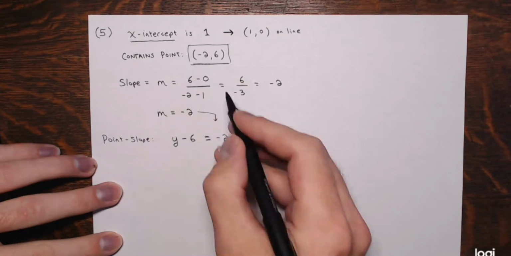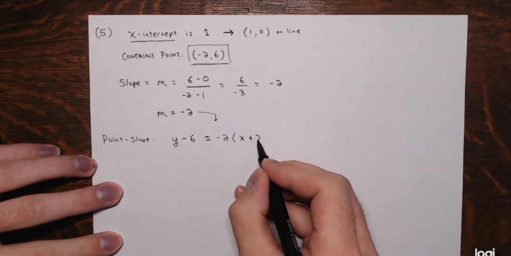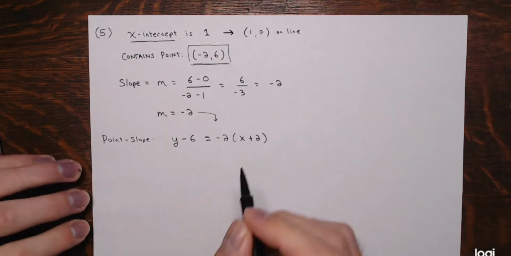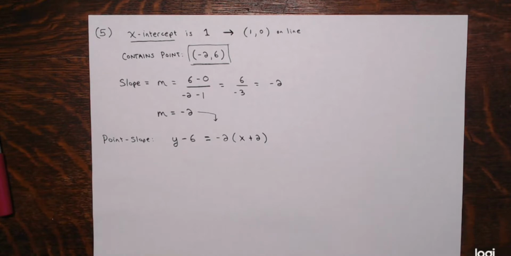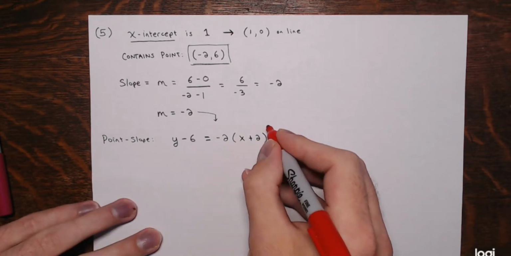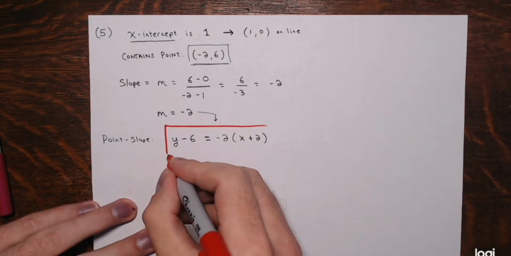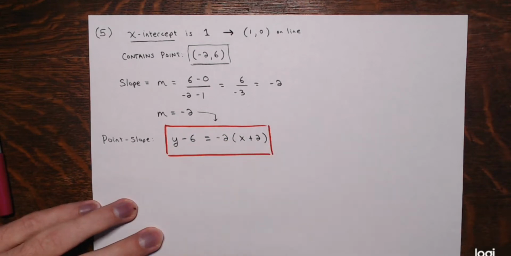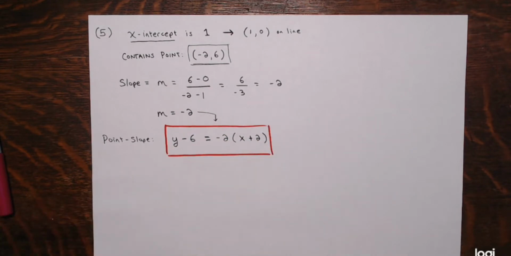Now x minus negative 2 is x plus 2, so that's x minus negative 2 in parentheses there. And there you go. There is an equation for this line in point slope form.